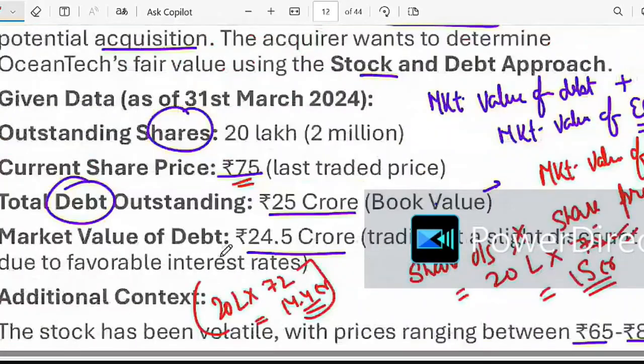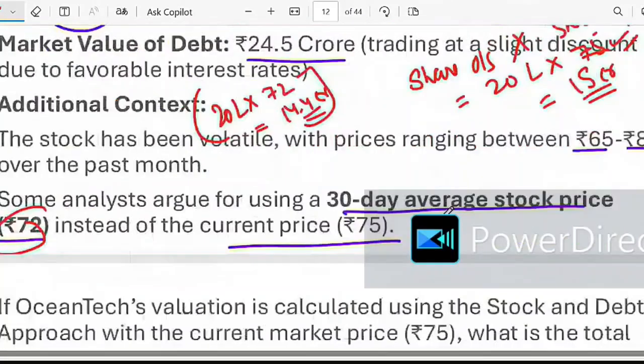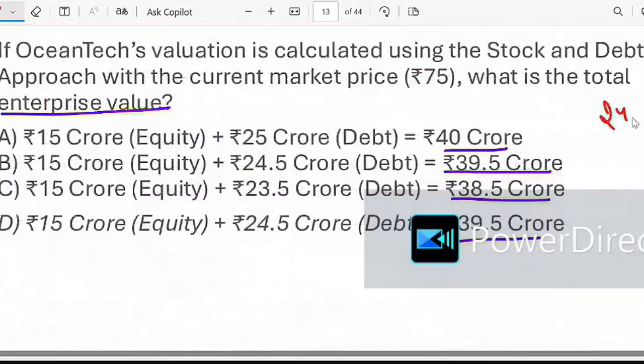It is 24.5 crore. आप यहाँ पे देख सकते हैं कि डेब्ट का जो मार्केट वैल्यू इन्होंने दे रखा है वो 24.5 करोड़ है. So what you will do? 24.5 crore is the market value of the debt, and 15 crore is the market value of equity. You just add both of them. So this will give you 39.5 crore. I think B and D both are correct here because both are repeated. So the correct answer is option B or D. 39.5 crore is the correct answer.